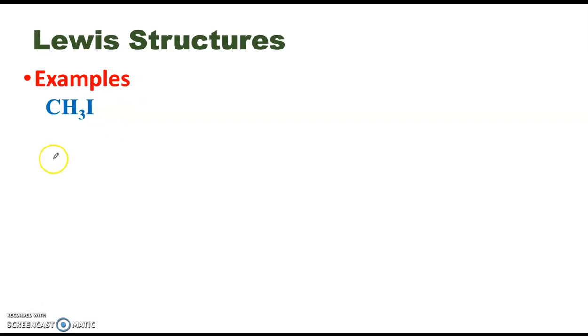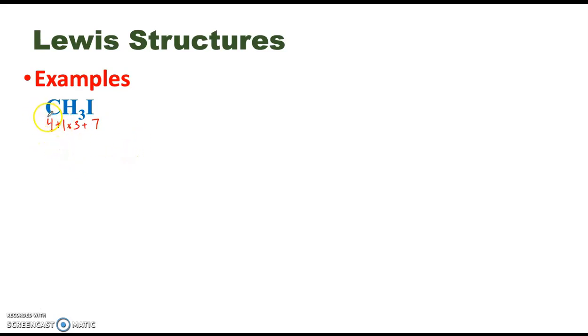So the first thing you have to realize is how many valence electrons are in this. You look on your periodic table, you go to carbon, you go to the top of the periodic table, and you find that carbon has 4 valence electrons. Then you go to hydrogen. Hydrogen has 1. Now there are 3 of them though, so you go 1 times 3. And then we're going to add these together. And then you look at iodine. Iodine has 7 valence electrons.